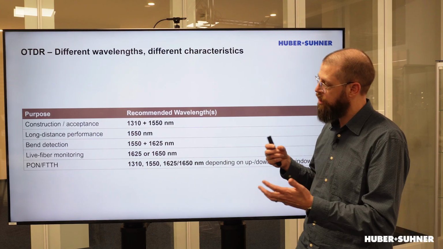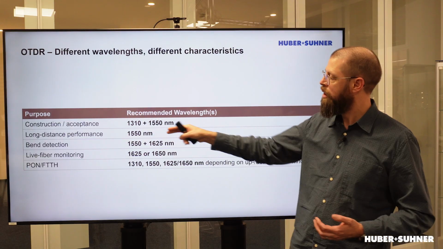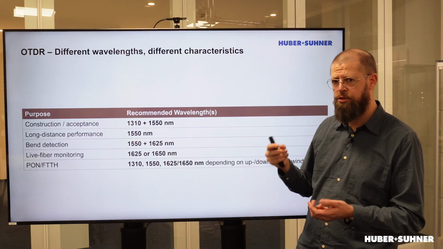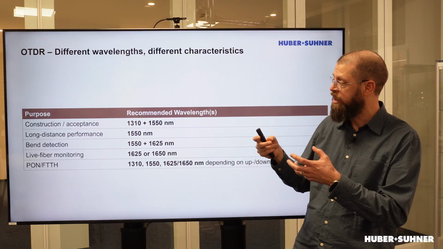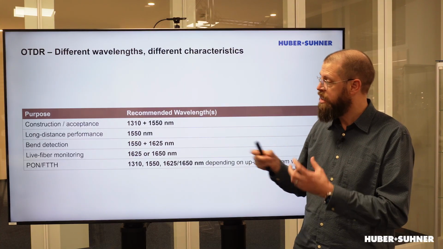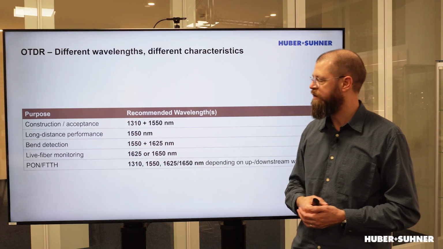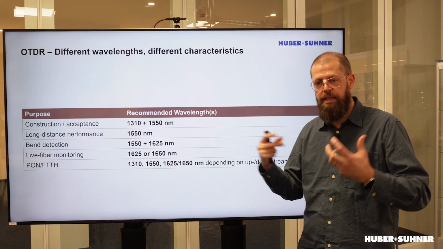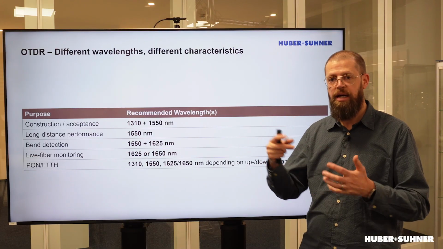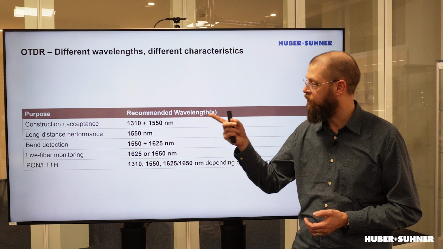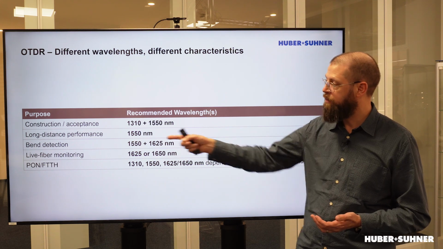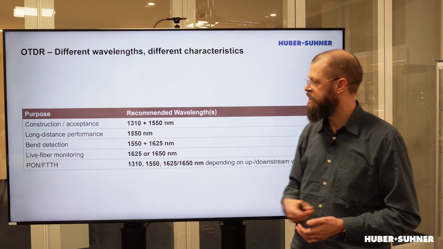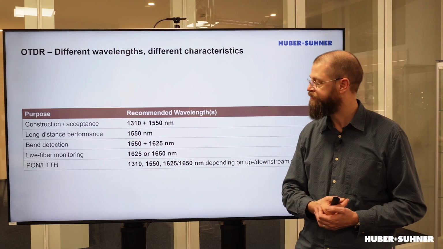Because if you're going to qualify a new fiber link, you'll probably use 1310 or 1550. If you want to see if you're looking at a bend or a splice, then at some point you also use 1550 or 1625 to see that, because at that wavelength we get a different readout for a bend. Or if you're monitoring live traffic or live fiber, then you use 1625 or 1650.